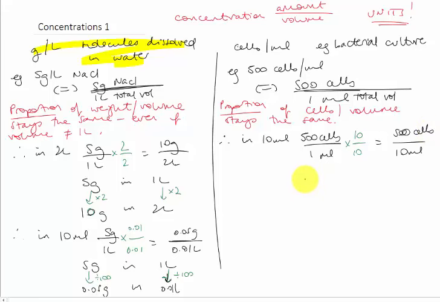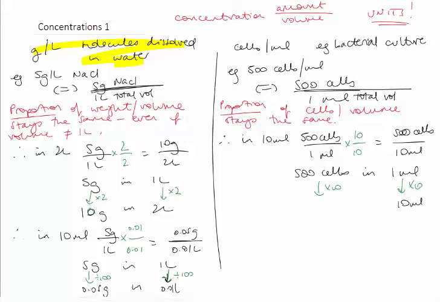And just the same as before, if we've got 500 cells in 1 millilitre and we want 10 millilitres, then we have to multiply this by 10, and multiply this by 10 as well. I really like the little arrows, and you'll see this throughout the year. So then 5,000 cells in 10 mils.